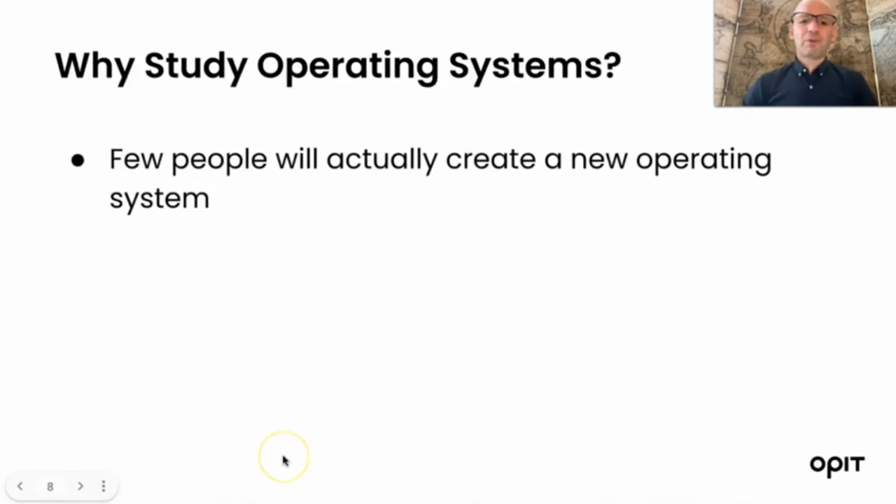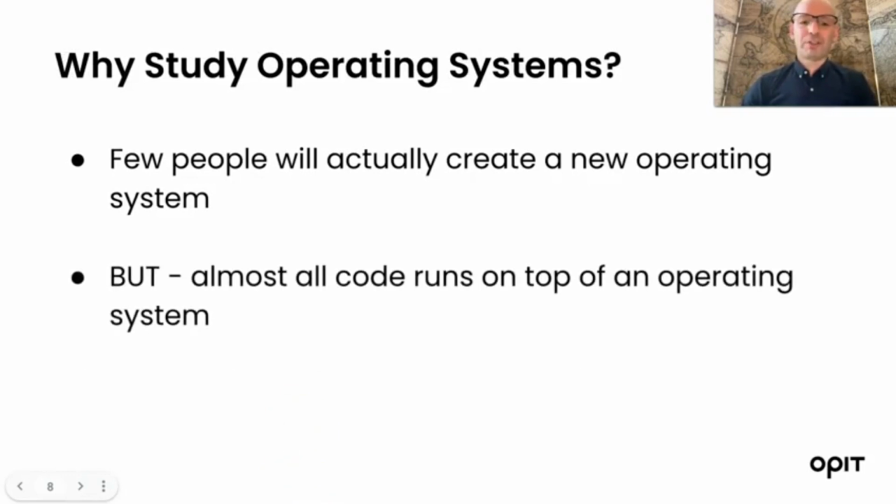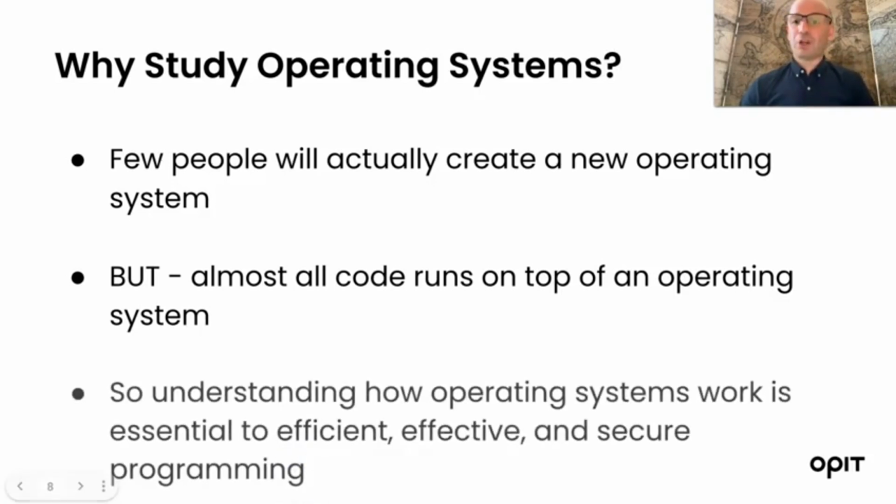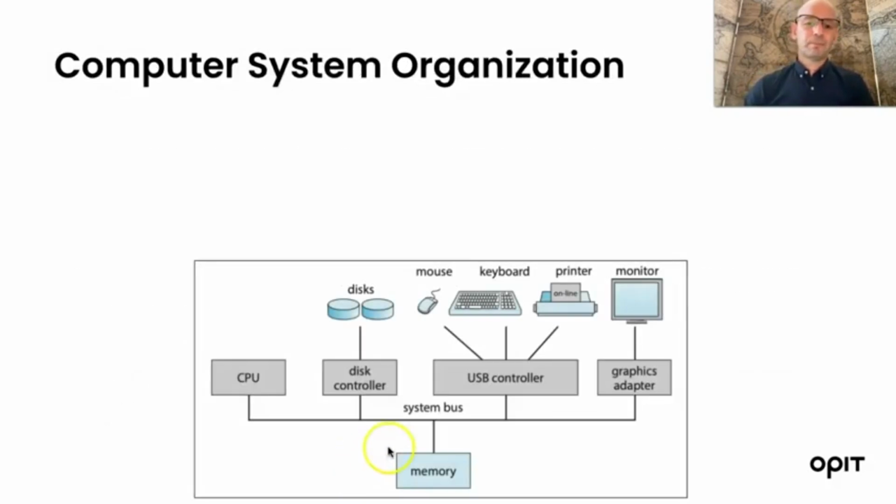So why study operating systems? Few people will actually create a new operating system, but almost all code runs on top of an operating system. Understanding how operating systems work helps us become better at writing code that goes on top of an operating system, for example, an application. It is essential to efficient, effective, and secure programming. If you're writing an application that needs to, for example, save users' information to a storage location, understanding how operating systems work lets you program that much more easily, using an API, for example.